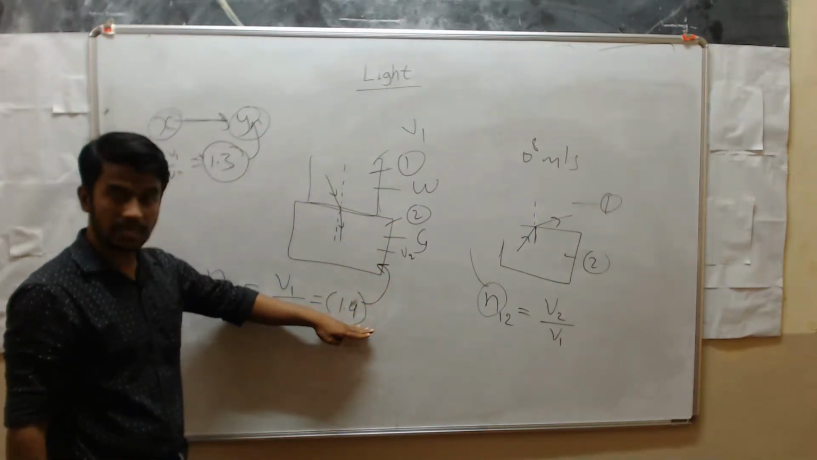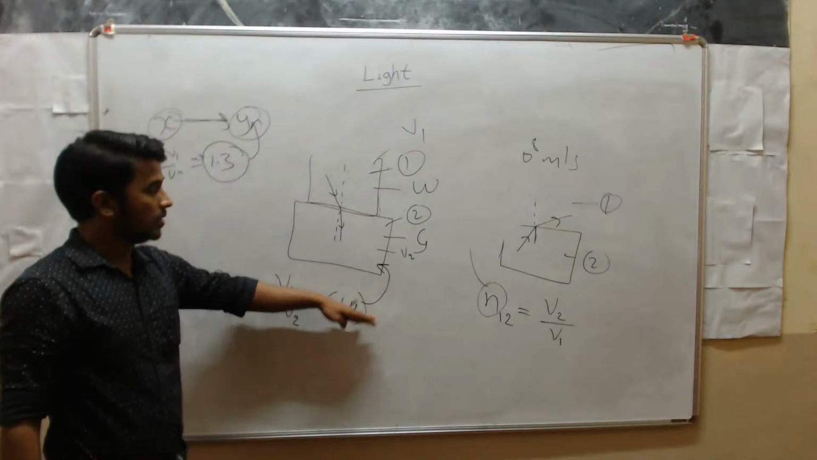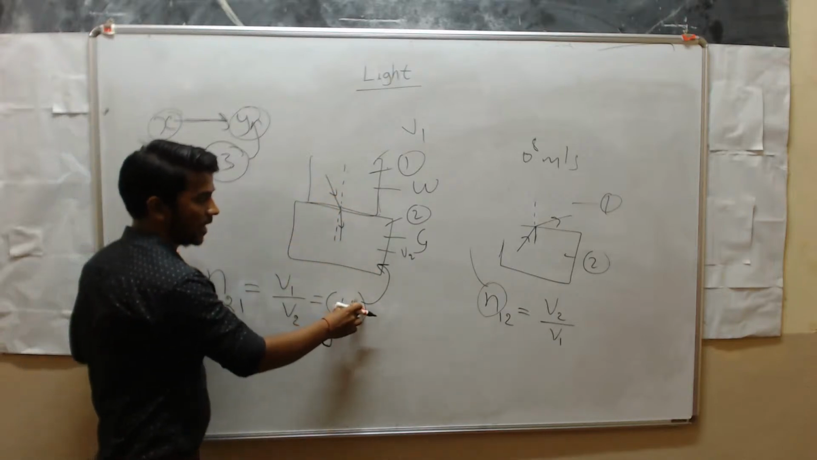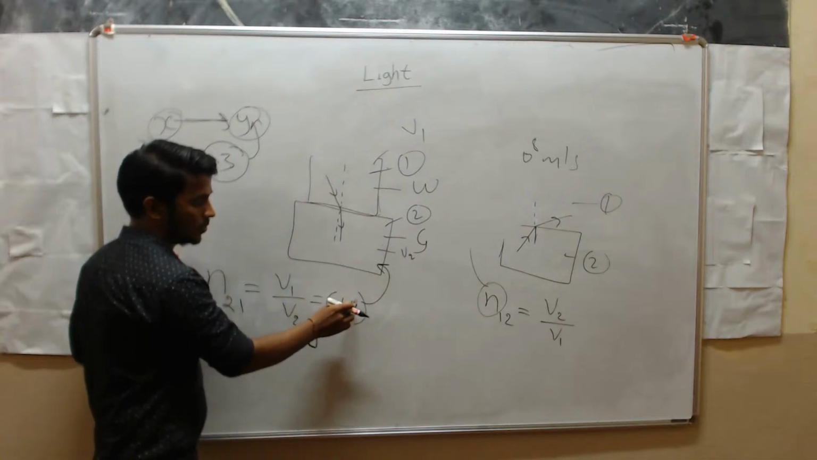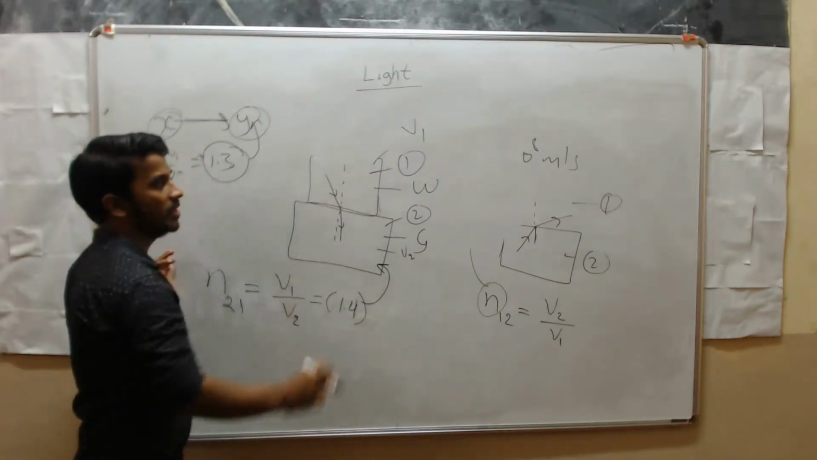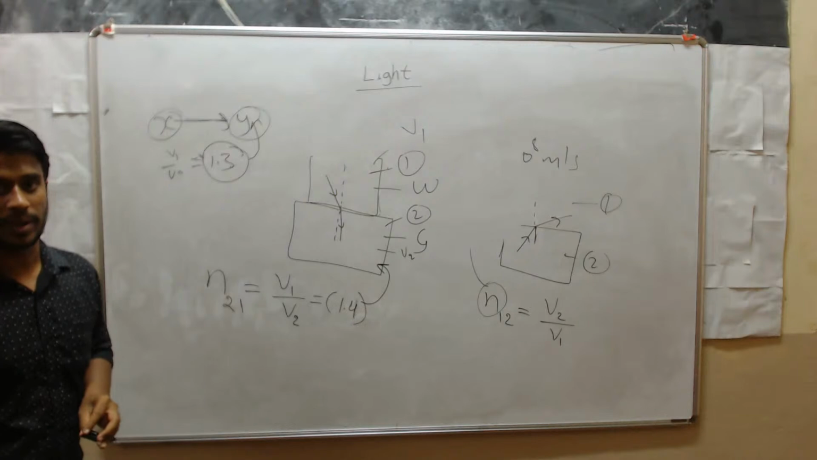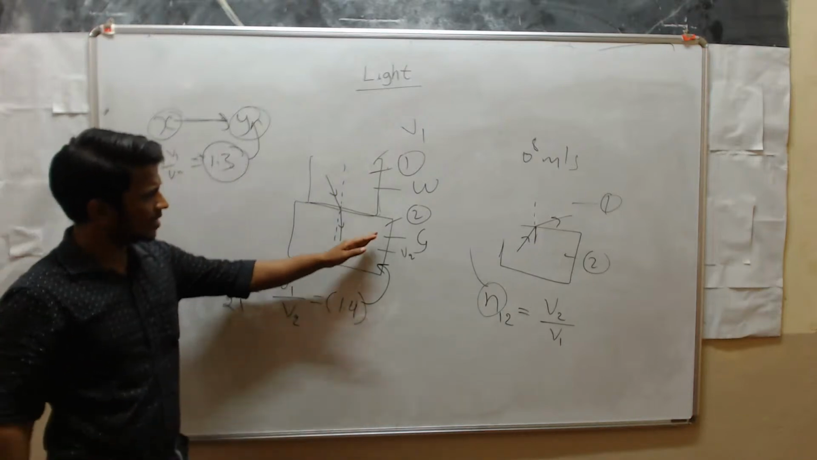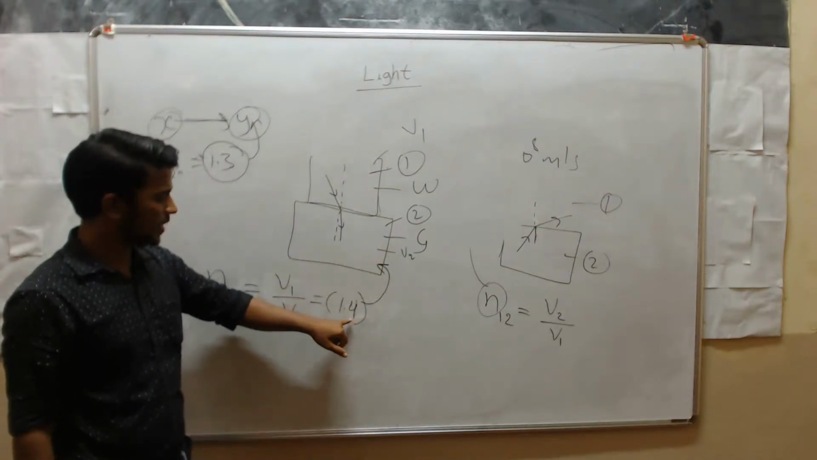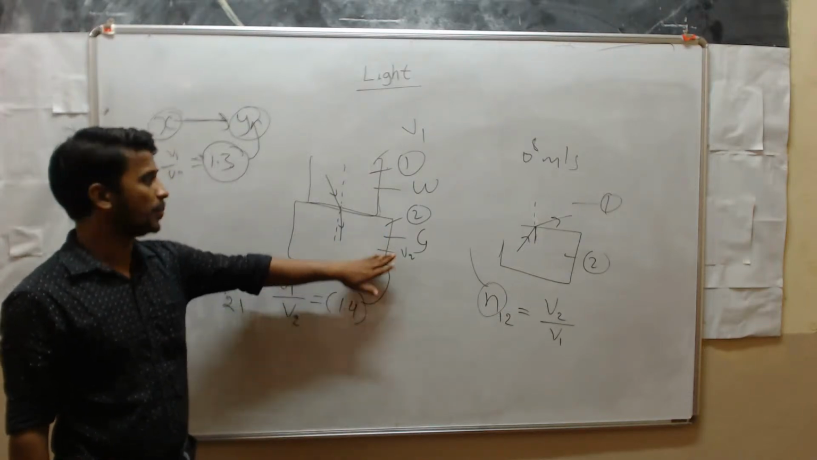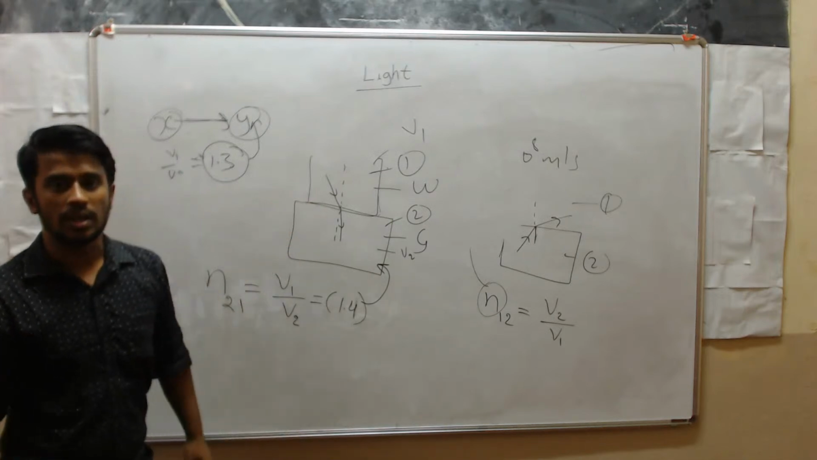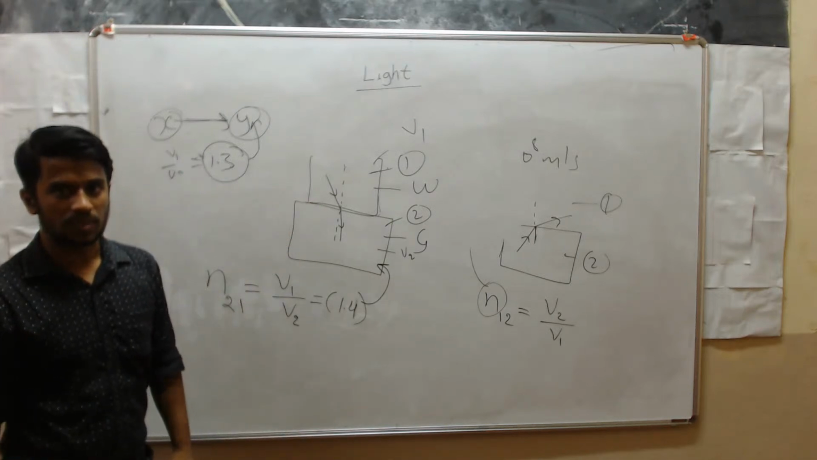See, I am just taking an example. So here, or we can say that the speed of light in glass medium is 1.4 times slower than the speed of light in water medium. Okay, so it's very simple. In glass medium, the speed of light is 1.4 times slower compared to the speed of light in water. Okay, so this is called refractive index.